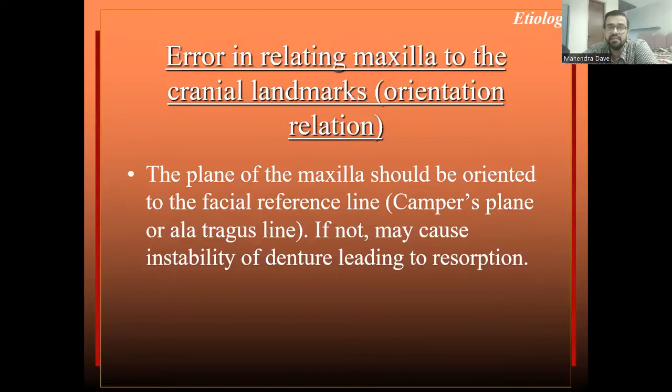Error in relating the maxilla to cranial landmarks, that is the orientation relation. The plane of the maxilla should be oriented to the facial reference line, that is the Camper's plane or the ala-tragus line. If not, it may cause instability of the denture leading to resorption.